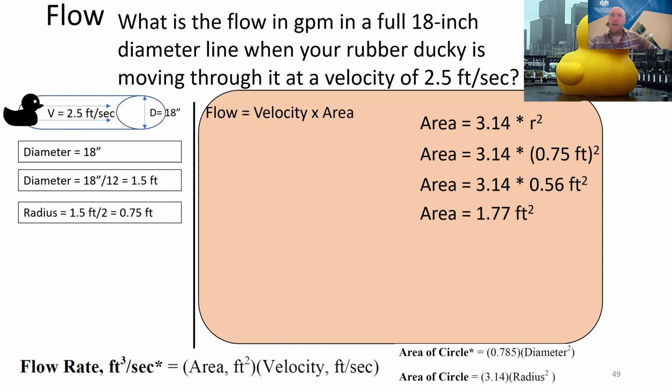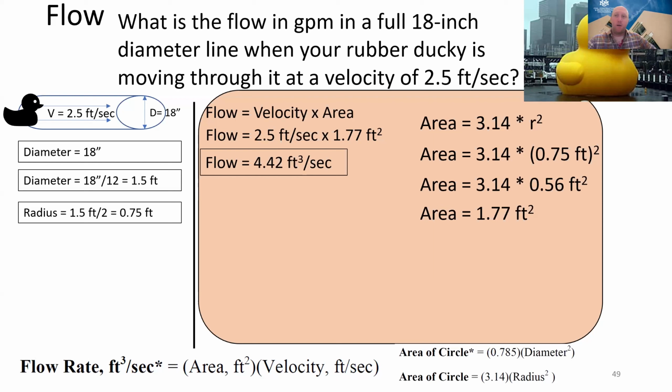Okay, so now we have our area, so now we can plug that into our flow equation. Our velocity is 2.5 feet per second, and that was given to us in the question. And now we have our area, 1.77 feet squared. Then we're just going to multiply that out, and that comes to 4.42 cubic feet per second. So there's our flow right there.